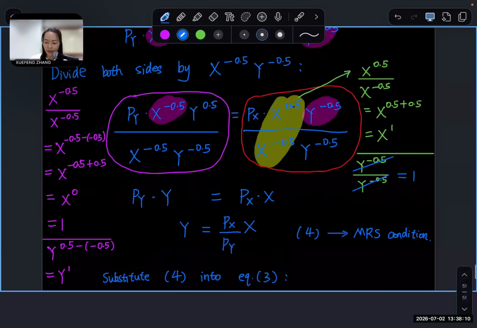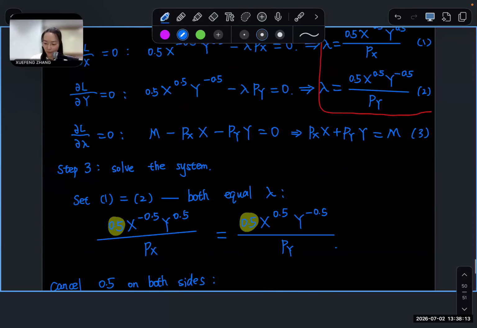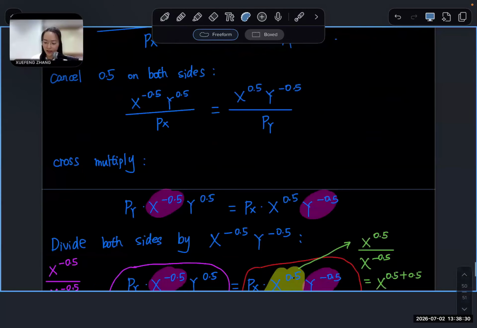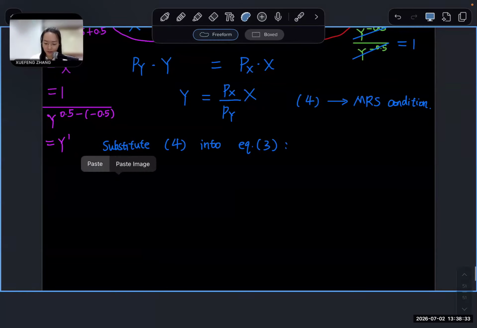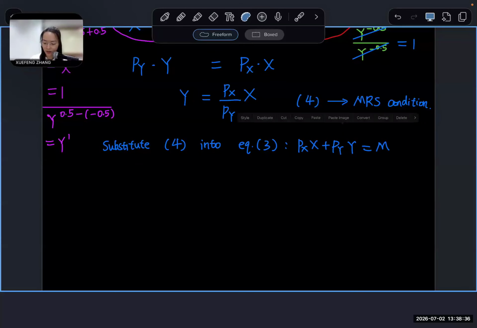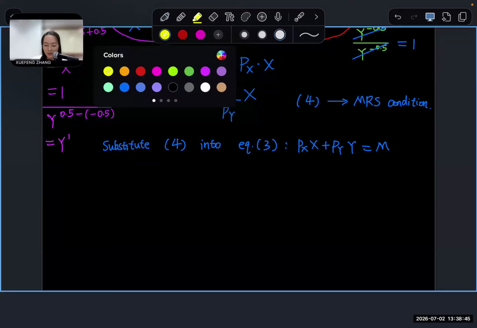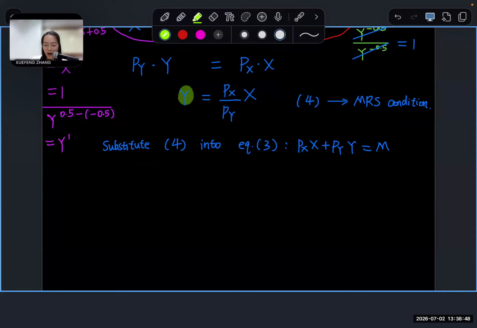Where is equation 3? Here. Okay, here is equation 3. We're gonna substitute equation 4, which is y equals, so we're gonna replace y here. And I'm gonna copy this one, because this is our equation 3. Copy it. This is our equation 3. And then, because equation 4 is about y equals what, right? So here, I'm gonna replace y here, okay?